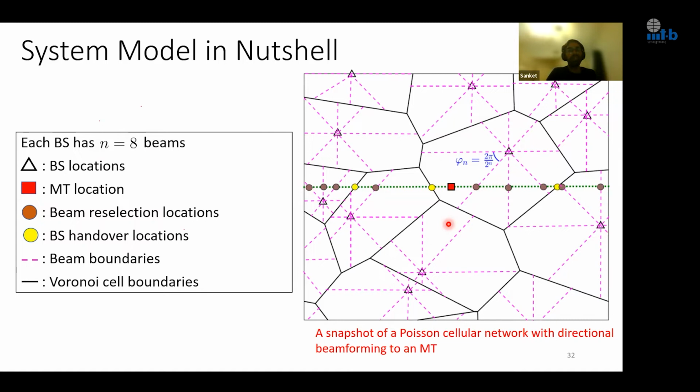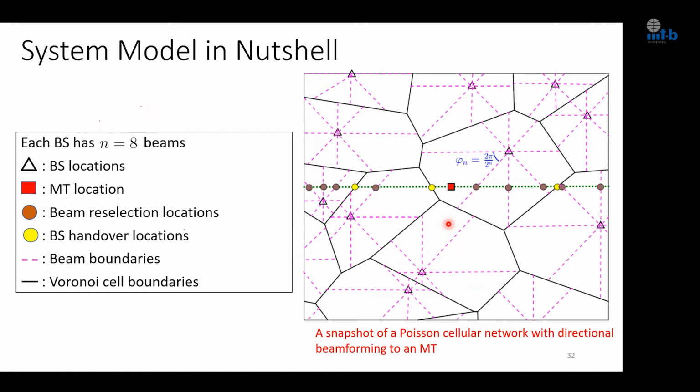Okay. So we can have the number of beams, like it could be 16, it could be 32. It depends on the operator and who is deploying the network, depending on the multiple antenna configuration and signal processing capabilities. Okay.